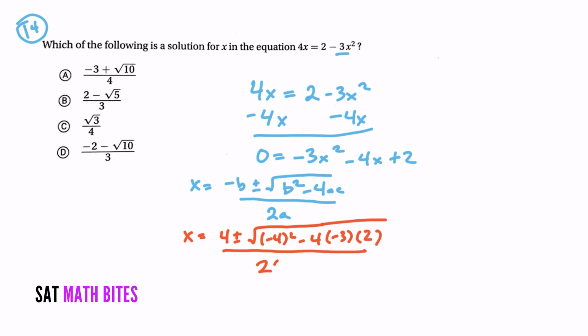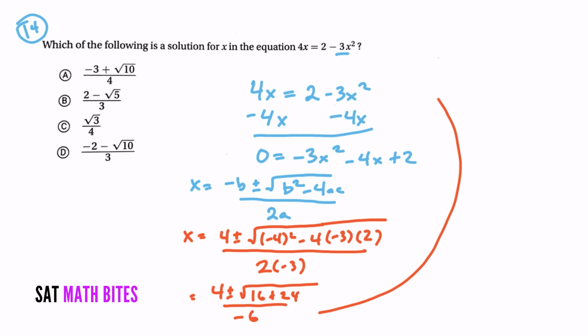All of this is over 2a, or 2 times negative 3. So now we just work this out. This gives me 4 plus or minus. Negative 4 squared is positive 16. And then we have negative 4 times negative 3, which is 12. 12 times 2, which is 24. Over negative 6. And then this becomes 4 plus or minus square root of 16 plus 24, which is 40, over negative 6. And then we have to simplify the radicals.